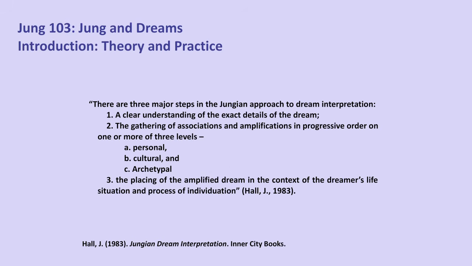According to Hall, quote, "There are three major steps in the Jungian approach to dream interpretation. The first, a clear understanding of the exact details of the dream. Second, the gathering of associations and amplifications in progressive order on one or more of three levels. Those three levels are A, the personal level, B, the cultural level, and C, the archetypal level. And then finally, number three, the placing of the amplified dream in the context of the dreamer's life situation and process of individuation."